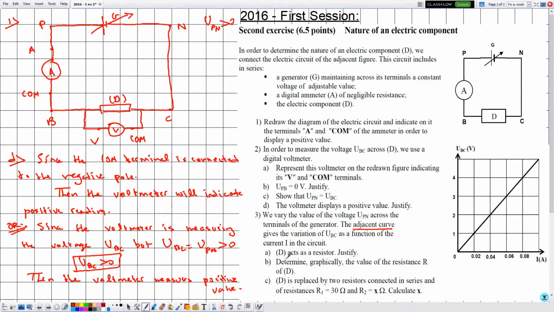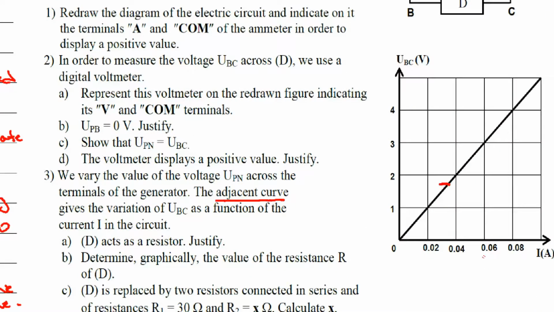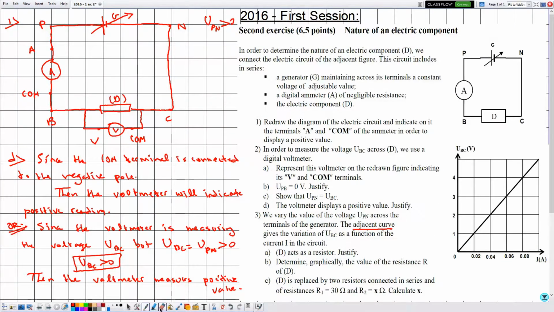Now in part A they are telling me the X resistor, justify. Notice that this curve is a straight line passing through the origin, this is important. Then the electric component D can be considered as a resistor.